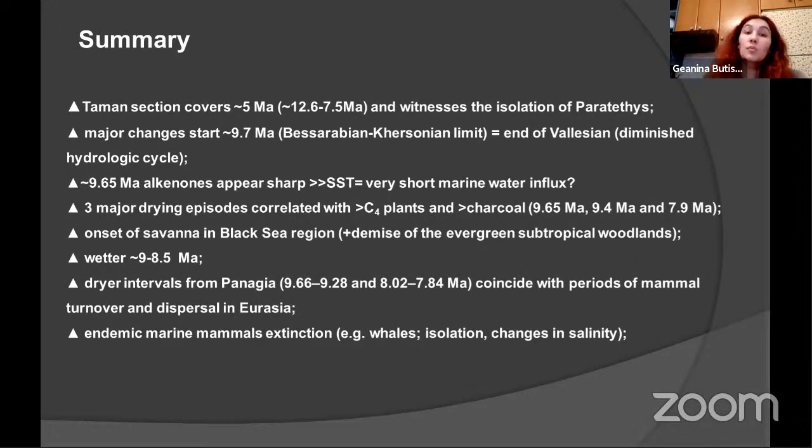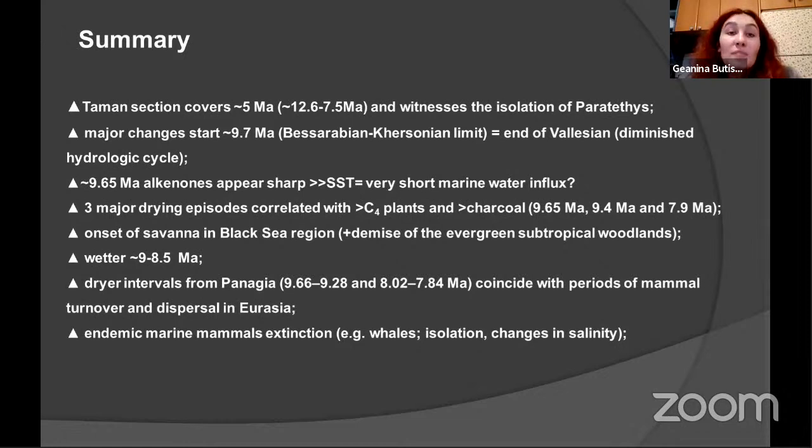And we were thinking that this one might be a third one, but probably it was a very short-lived connection that brought in very warm waters. But probably this connection brought in not only warm waters, but also alkenone producers. Because as I was saying, until this point, we don't really see them, but after 9.65, let's say 9.7, they not only appear, but they really thrive, so to say.